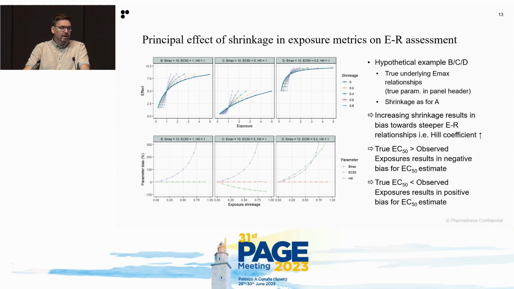Depending on where the true underlying EC50 is in relationship to the bulk of the exposure metrics, we may also introduce bias for the estimated EC50, in the way that when the true EC50 is greater than the observed exposures, we introduce a negative bias for the estimated EC50, whereas when the true EC50 is lower than the observed exposures, we introduce a positive bias for EC50.